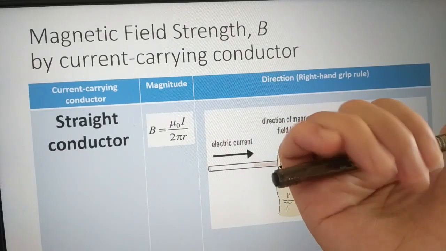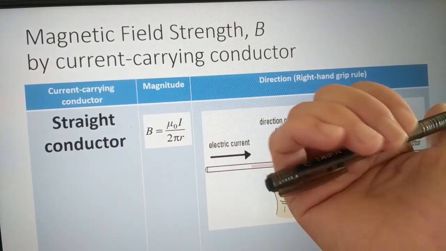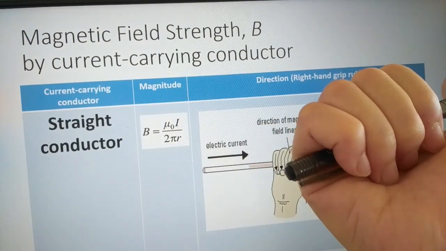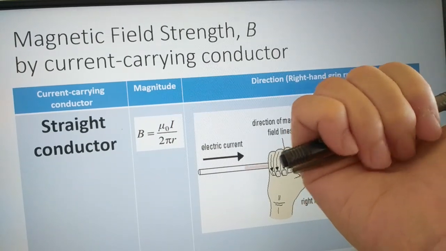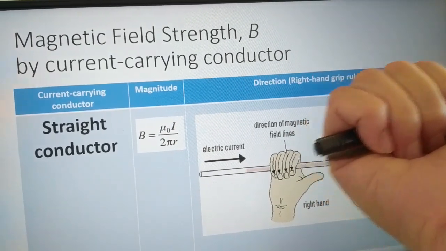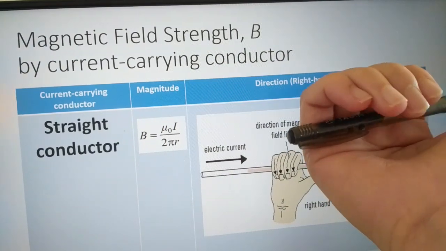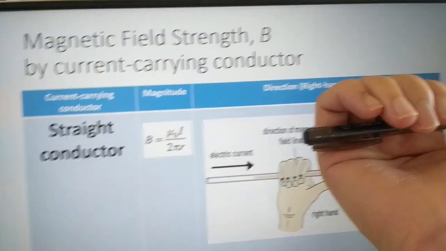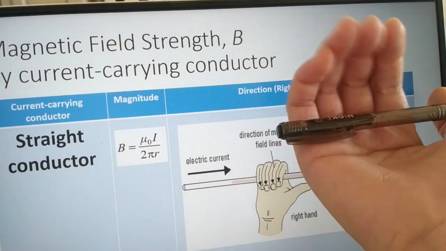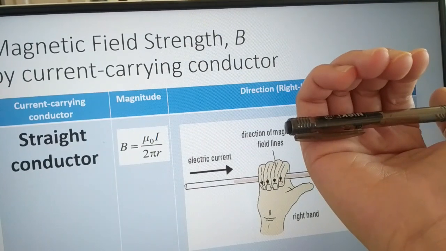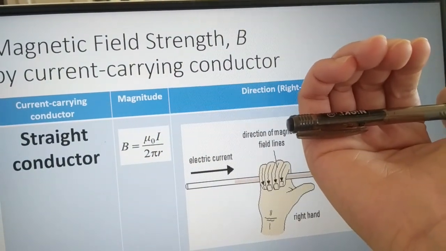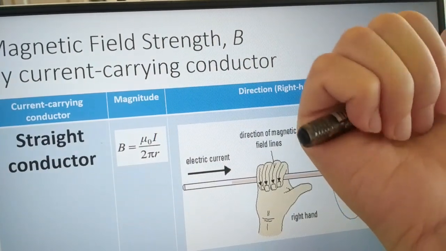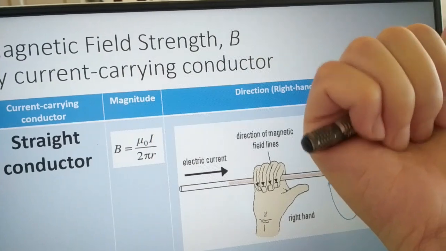Can you see how your fingers curl as you grip the conductor? That is the direction of your magnetic field. And as you can also see, from the front view, the magnetic field comes out of the page above the conductor. And below the conductor, the magnetic field enters the page, from the front view.